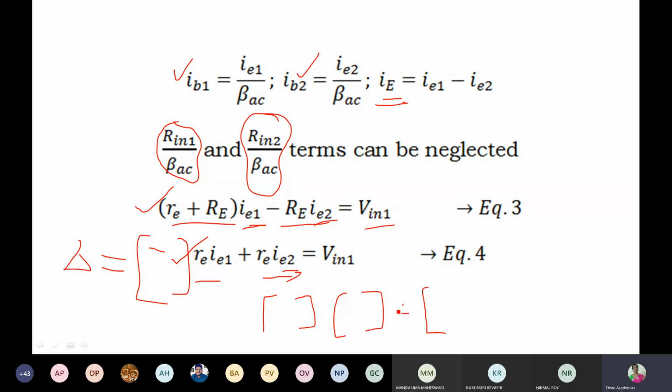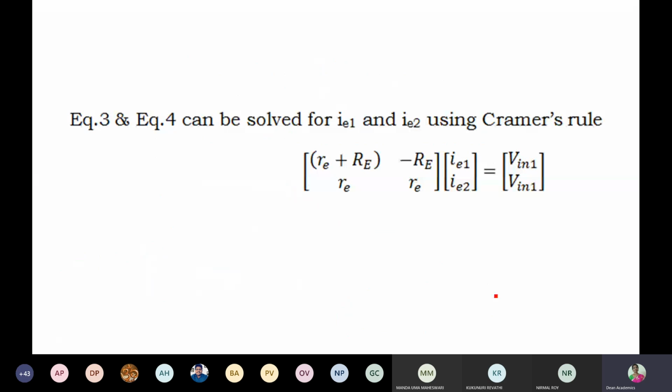Tell me, is equal to V in 1. V in 1 only, V in 2 is not here. Okay, so V in 1 only we got. Therefore, you write these matrices first, the R matrix, I matrix, and V matrix. You will get it like this.